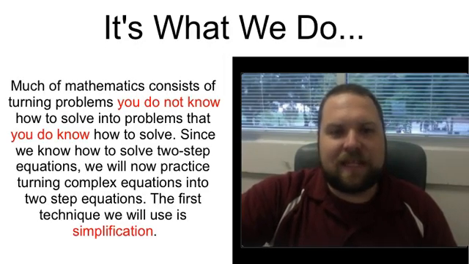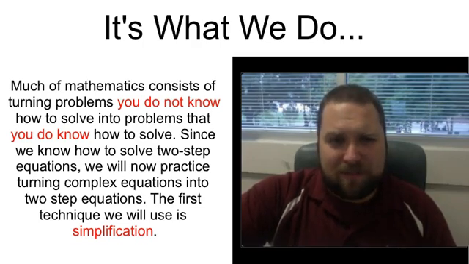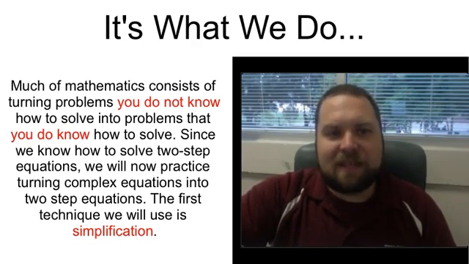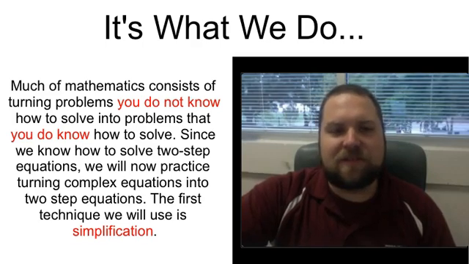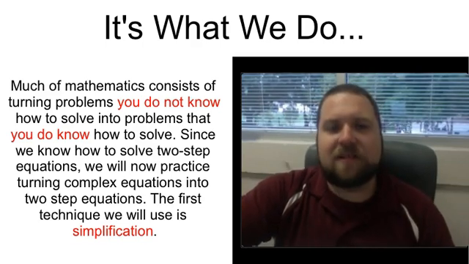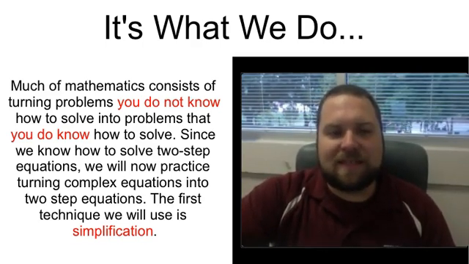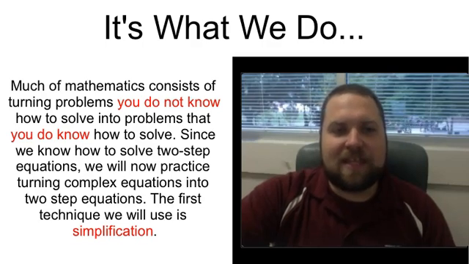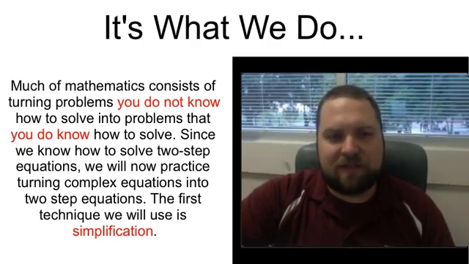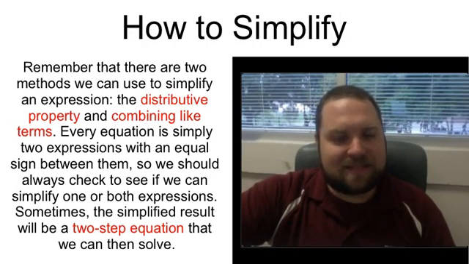And it turns out that a whole bunch of mathematics, some might argue that most of mathematics, is taking problems that you don't know how to solve and turning them into problems that you do know how to solve. The problem that we know how to solve is a two-step equation. So what we're going to do is take these complex equations and turn them into those two-step equations that we know how to deal with. And the technique that we're going to start with is called simplification. And it's the simplification that you already know and love.